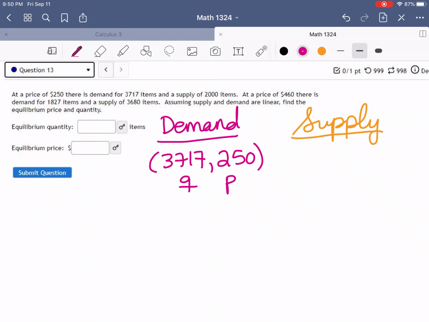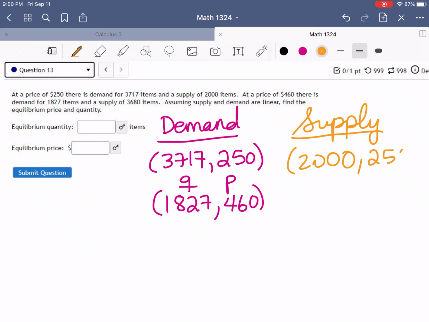The second point for demand comes from the second statement, and that is 1827 and 460. Supply, on the other hand, has as a point on its line 2000, 250. And then for the second point, it would be 3680 and 460.